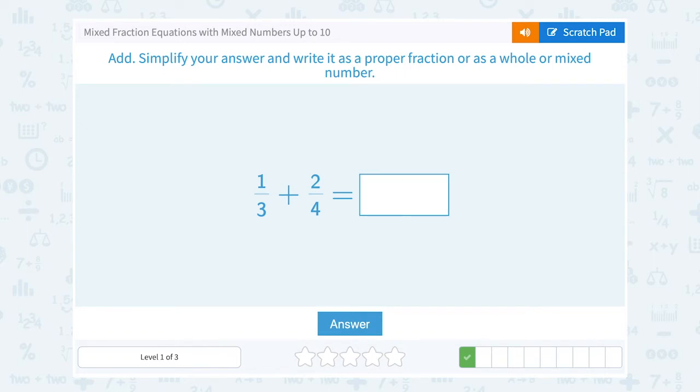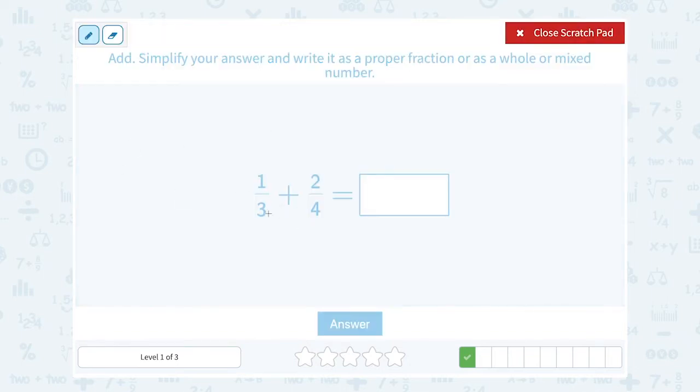Okay, this time I want to add 1/3 plus 2/4. Now notice this time I do not have a common denominator, right? One has a denominator, or bottom number, of 3, the other has a denominator of 4. So the first thing I want to do is rewrite these two fractions with a common denominator. Now one way to come up with your common denominator is to simply multiply the two denominators together, right? 3 times 4 would give me 12.